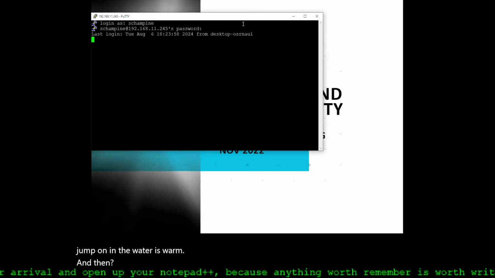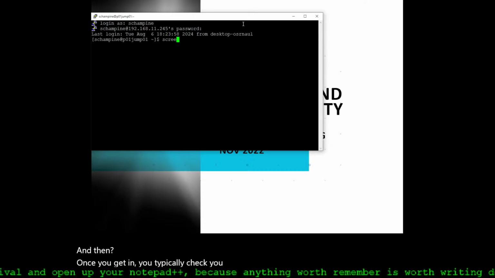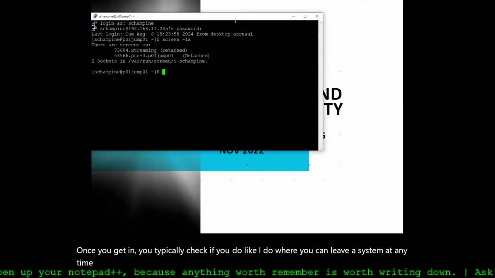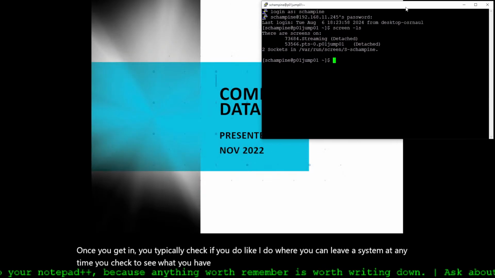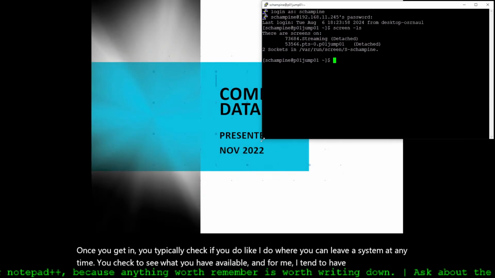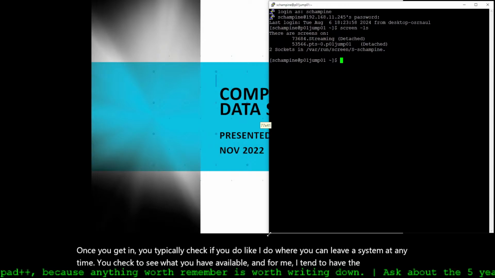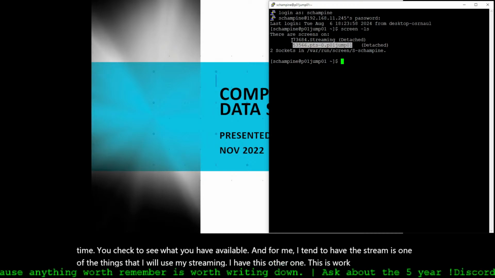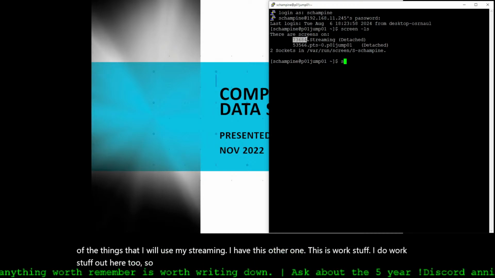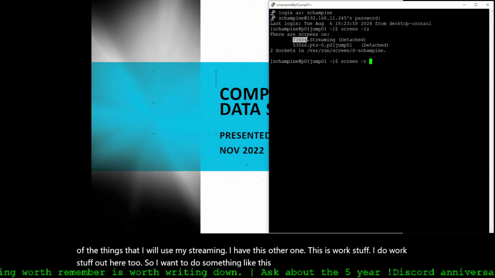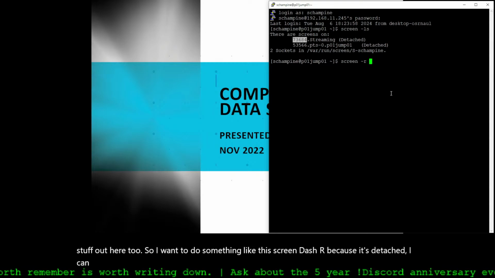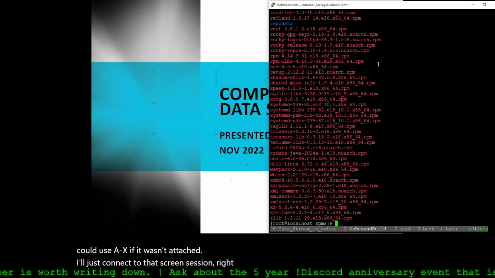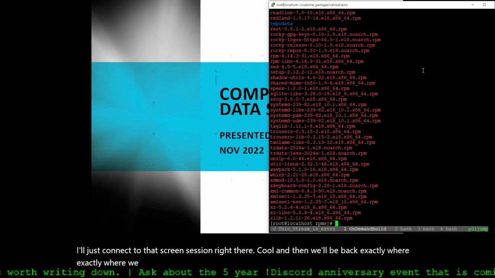Once you get in, if you do like I do where you can leave a system at any time, you check to see what you have available. For me, I have the stream as one of the things I use, my streaming. I have this other one, this is work stuff. So I want to do screen dash R because it's detached. I could use a dash X if it wasn't detached. I'll just connect to that screen session right there. Boom. And then we'll be back exactly where we were last night when we were working on stuff.